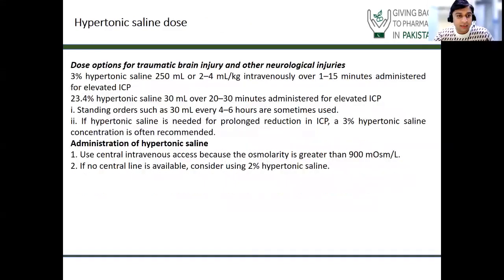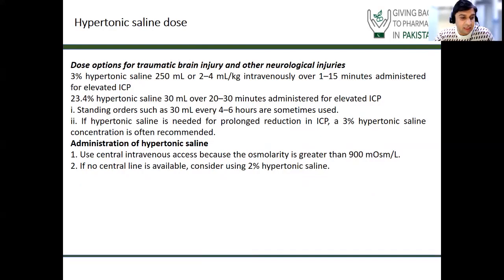So hypertonic saline dose, in our setup we give it weight based, 2 to 4 mL per kg. It is given over 15 minutes. We do not have 23.4% or 7.5%. We just have 3%. So most of the hospitals, they have the institutional guidelines for the administration of hypertonic saline.